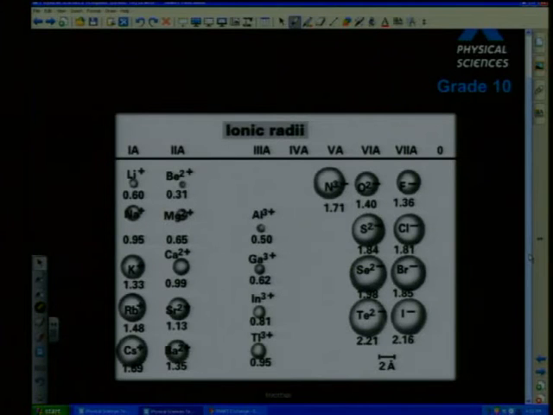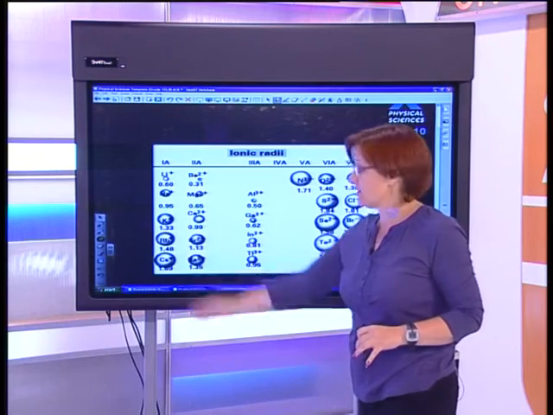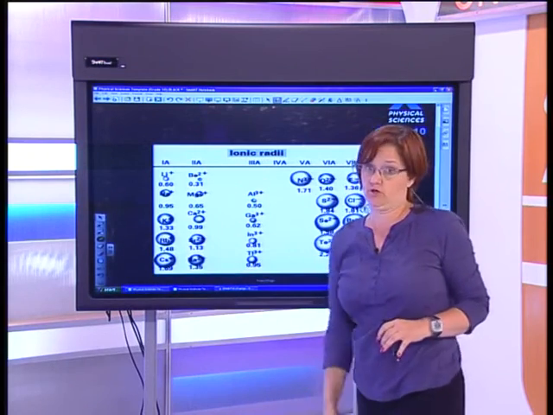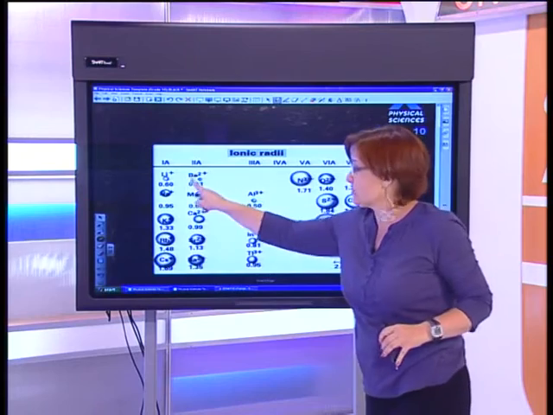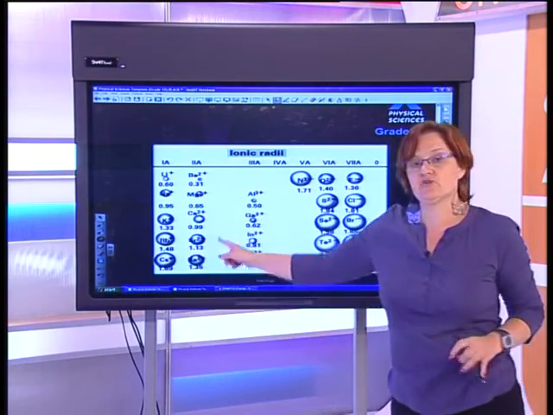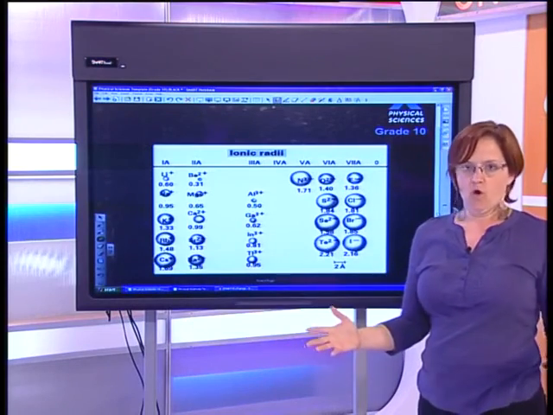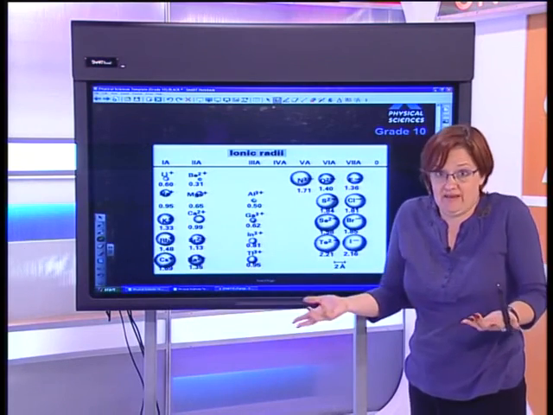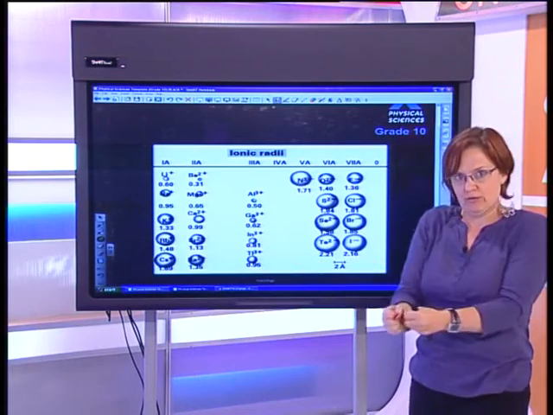Now, your group 1 elements will tend to lose 1 electron, so they become a single positive charge. Group 2 tend to lose 2. Now, these are tiny, tiny, tiny, tiny, because by losing their electrons, they've actually lost an entire energy level. Okay, so they haven't just lost their friends, they've lost the whole thing. The energy level's gone, so they shrink.